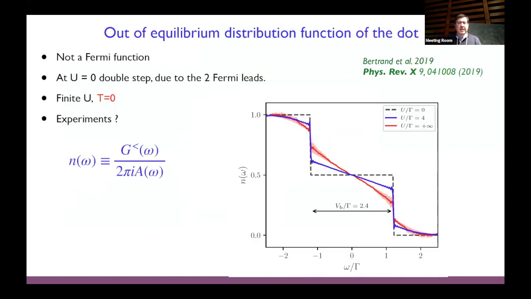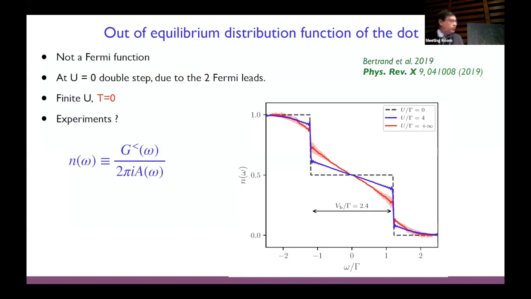Something maybe a little less known: since we are out of equilibrium, we can compute the distribution function of electrons on the dot. So your dot is out of equilibrium, right? Current is flowing through it. Therefore, if you look at the distribution function, you will not get a Fermi function. So the distribution function is given a state of energy omega. How do you populate the state of energy omega? So at zero interaction, we can solve everything.